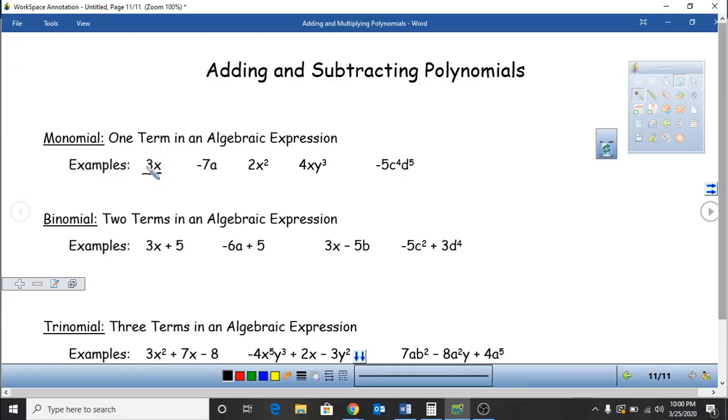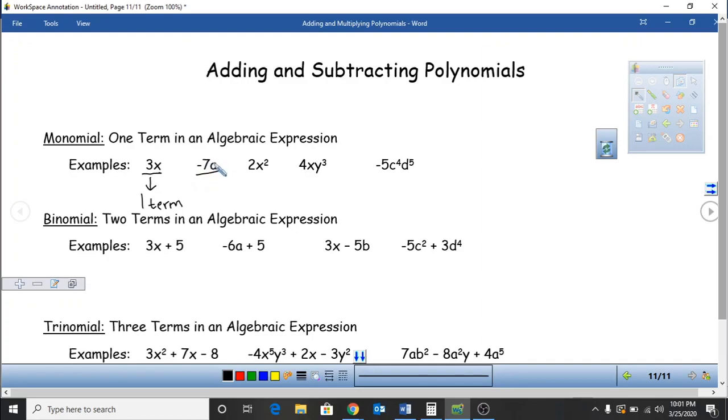A monomial would be something like 3x. We consider 3x one term because you have the value of 3 and you're multiplying it by x. But if you notice, 3 and x aren't being separated by a plus or a minus sign. So we consider this one term. All right, so this is one term. If we only have one term in an expression, we call that a monomial.